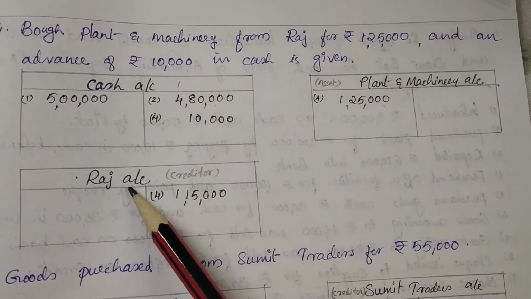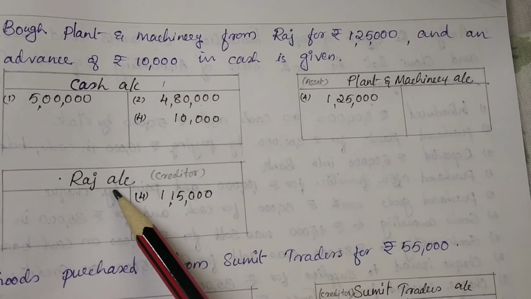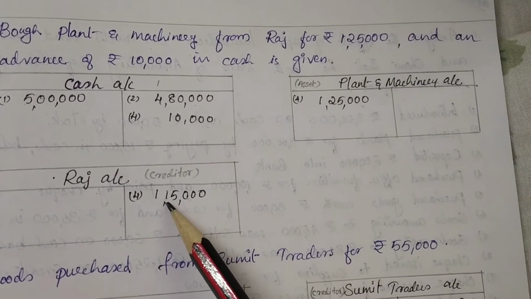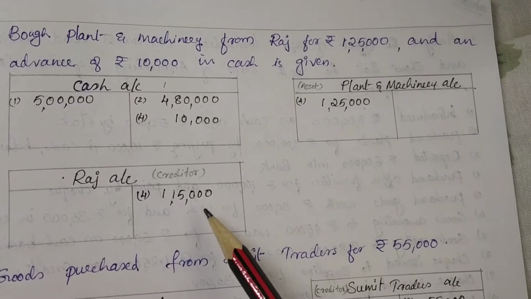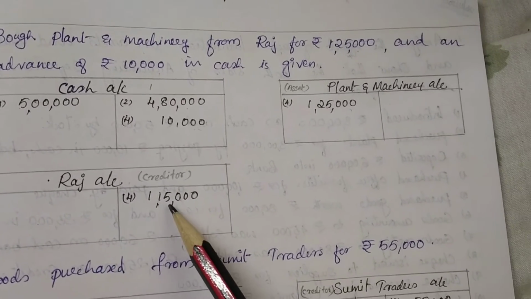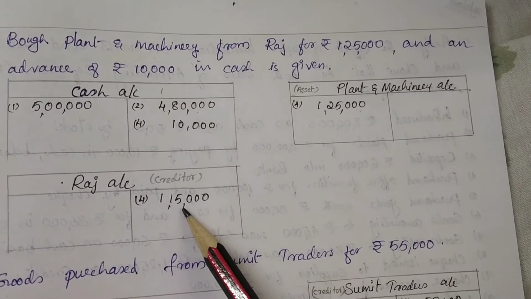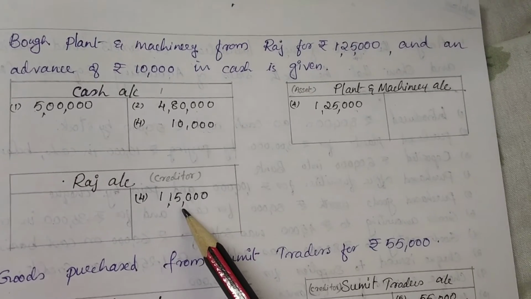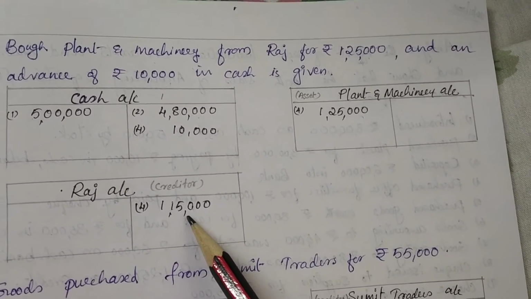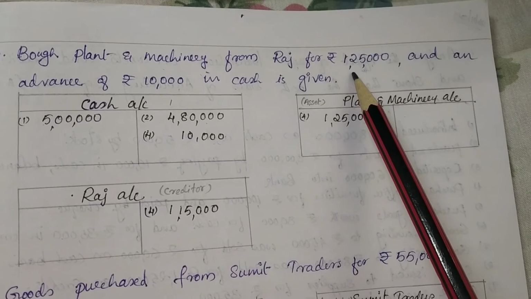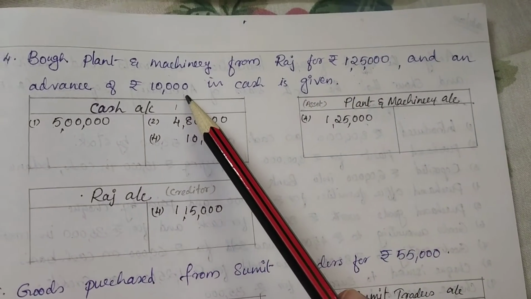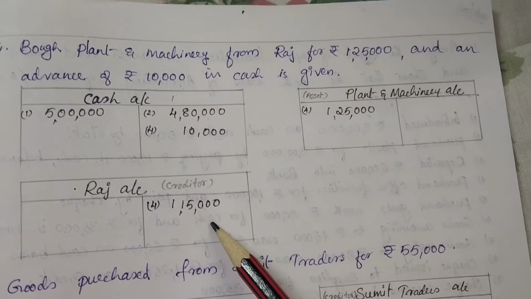So creditor is always a liability to the company. So when the liability increases, we have to credit. So new liability came, so we are crediting that amount, 1,15,000. How did we get this 1,15,000? 1,25,000 minus the 10,000 we paid in cash. So that we are writing here.